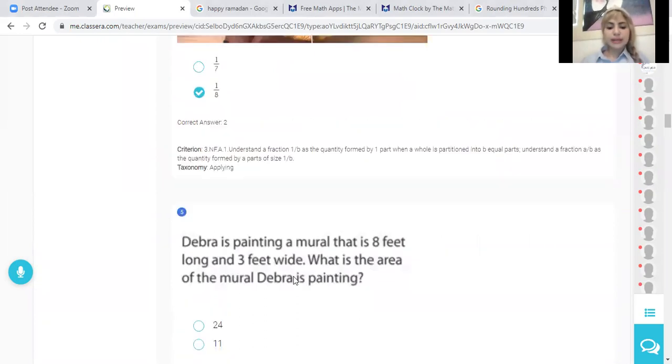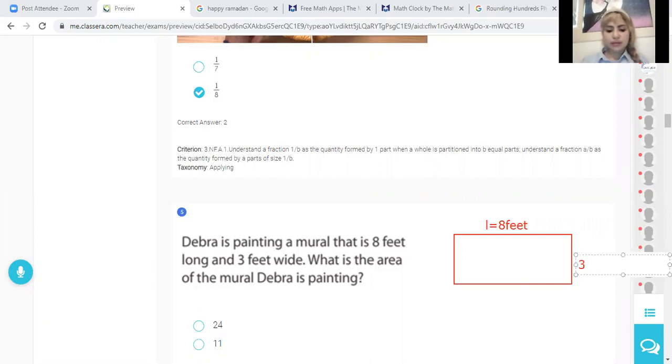Deborah is painting a mural that's 8 feet long and 3 feet wide. What is the area of the mural? The mural looks like a rectangle. So if I have a rectangle with 8 feet, here is 8 feet long, length equal 8 feet, and width equal 3 feet. So the area equals length multiply width equals 8 multiply 3.